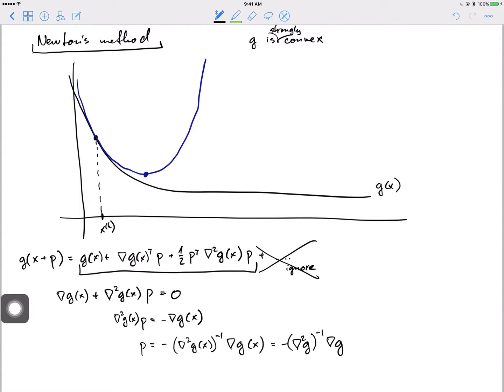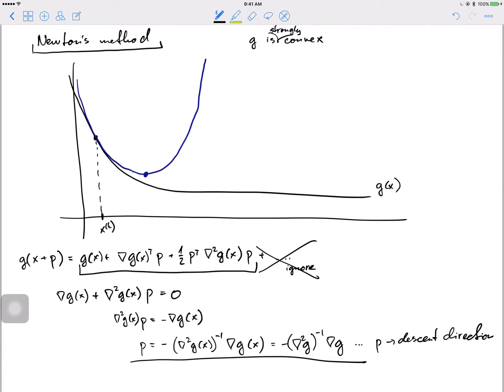And this is basically Newton's method. Then what Newton says is, how do I denote it? Then this p is my descent direction, Newton's descent direction. This exact p. Now, why is this cool?